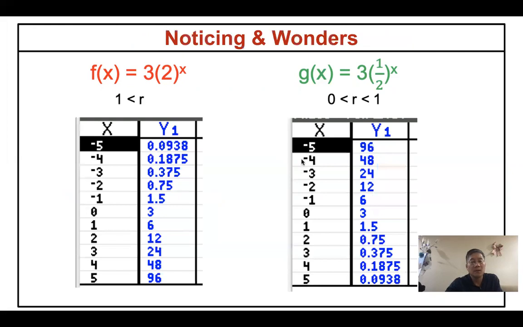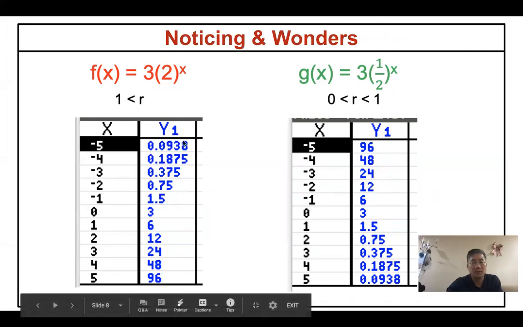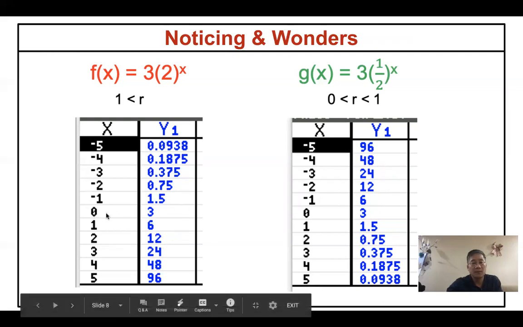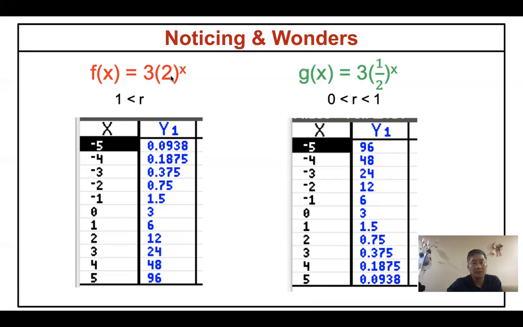So if you put these functions in the calculator in graph mode and look at the table, it will be like this, right? Look at the table. When x is 0, 2 to the 0 power is 1, 1 times 3 is 3. So look here, 3, right? That we call the initial amount. How about here too? When x is 0, you see the same 3, right?